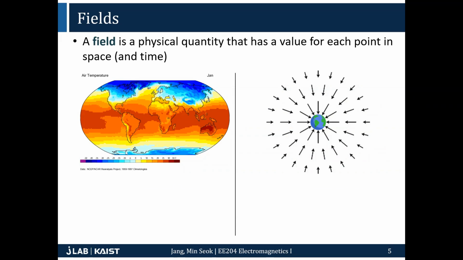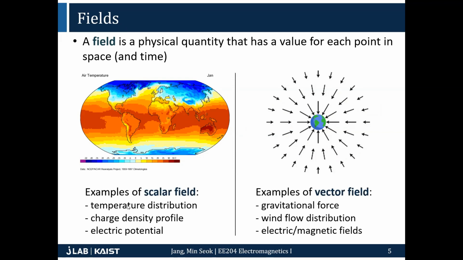The left ones are scalar fields: temperature field, charge density profile, electric potential profile. These are what we call scalar fields. And the gravitational force, wind flow distribution, and electric and magnetic fields, which we are interested in, are examples of vector fields.